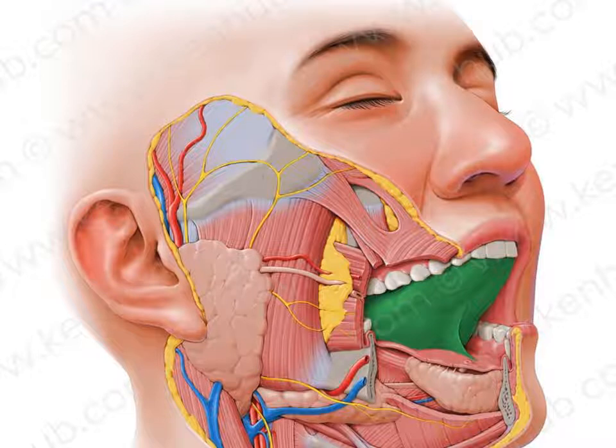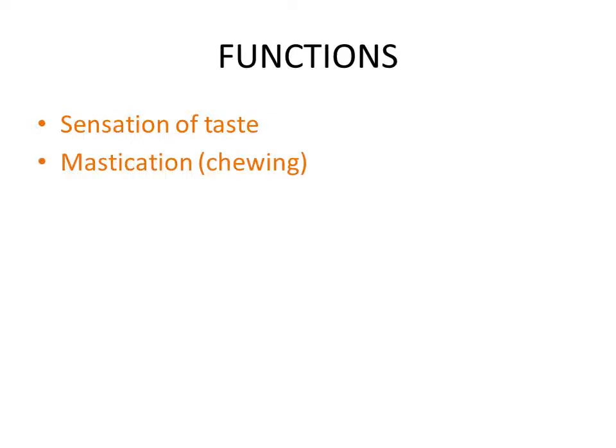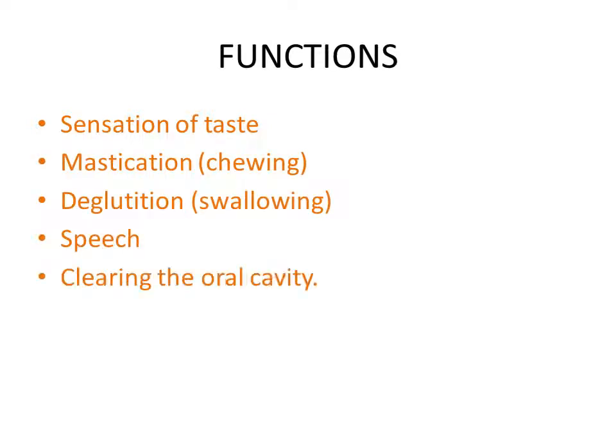The tongue is a muscular organ situated in the floor of the mouth. It is associated with the functions of sensation of taste, mastication, deglutition, and speech in the oral cavity.